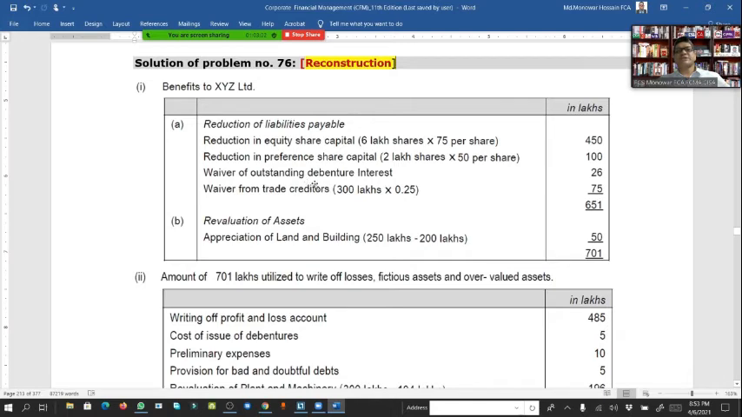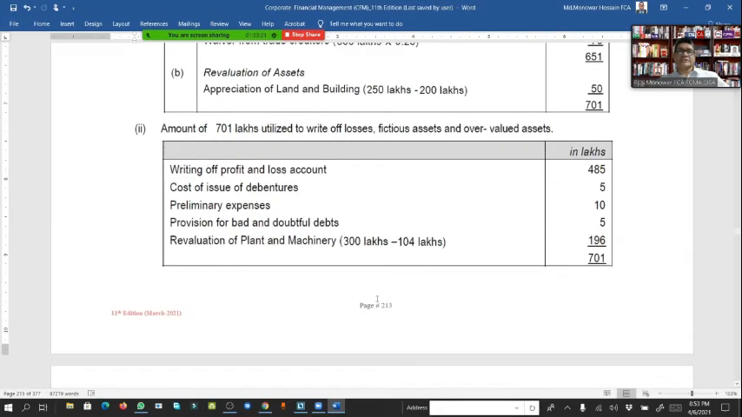Waiver of outstanding debenture interest 26 lakh. Waiver from trade creditors 300 lakh multiplied by 25%, 75. So 651. And revaluation of asset, appreciation of land and building, it was 200 lakh, now 250 lakh, so 50. So 651 plus 50, 701 lakh is the benefit that comes from this restructuring. The amount of 701 lakh is utilized to write off loss, fictitious assets and overvalued assets.